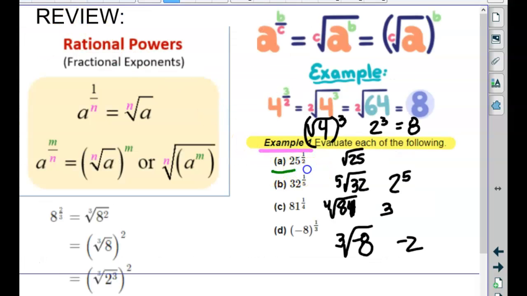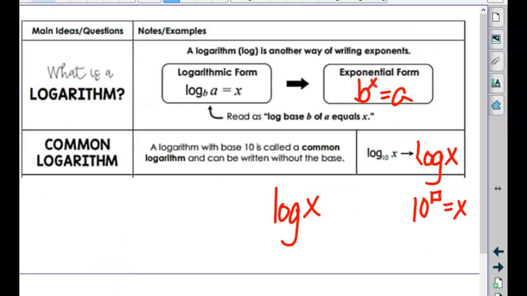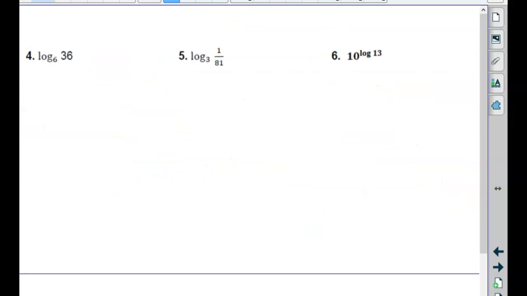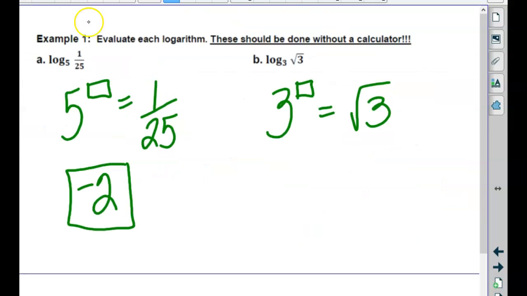Do you remember right here? Square root of 25 is the 1/2 power. This is what we're talking about. The cube root would be the 1/3 power. Everybody got it? So this was the 1/2 power. That's all they're looking for, what power it is when you do a square root.